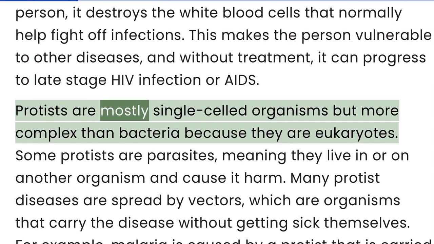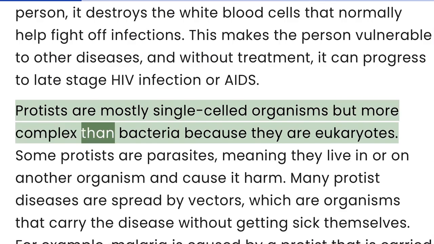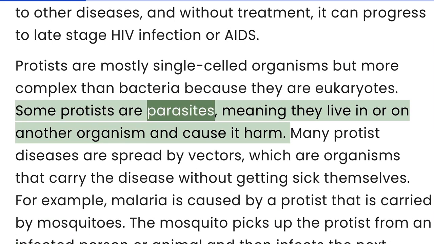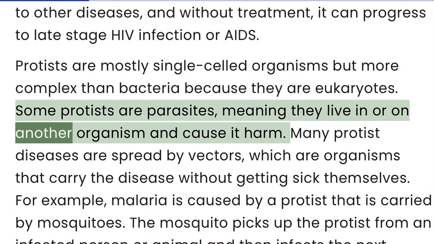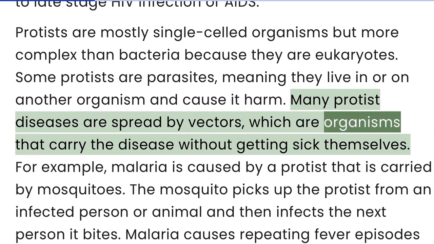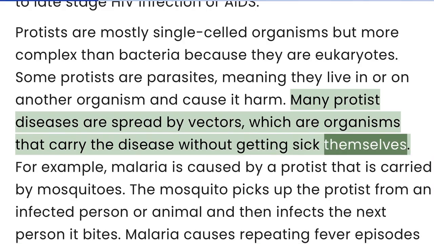Protists are mostly single-celled organisms, but more complex than bacteria because they are eukaryotes. Some protists are parasites, meaning they live in or on another organism and cause it harm. Many protist diseases are spread by vectors, which are organisms that carry the disease without getting sick themselves.